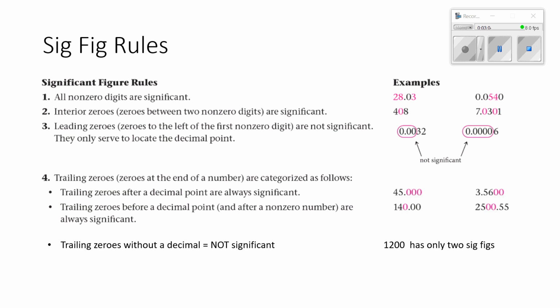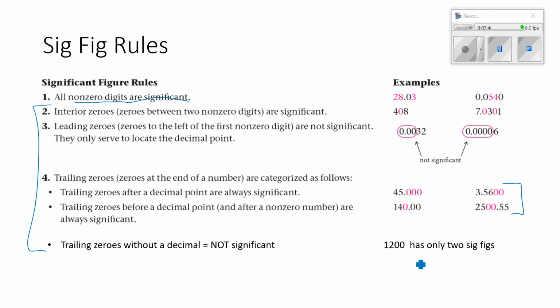Notice that for non-zero digits, it's easy. All non-zero digits are significant. That one's easy. All the other rules are about zeros. So zeros are where it gets complicated. If there are zeros between two non-zero numbers, those are significant, like these examples. Leading zeros are not significant. So if they're over to the left, and they're the very first thing you see, those leading zeros are non-significant. Trailing zeros are significant if there is a decimal. So all these are examples of trailing zeros that are significant.